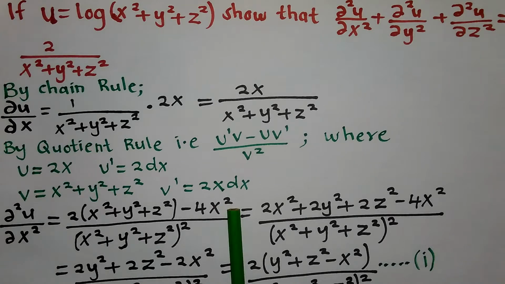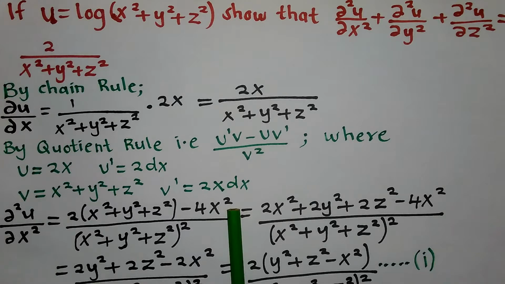This is another example of successive partial differentiation. We have u equivalent to the natural logarithm of x squared plus y squared plus z squared, and we've been asked to show that the second derivative of u with respect to x plus the second derivative with respect to y plus the second derivative with respect to z is equivalent to 2 over x squared plus y squared plus z squared.